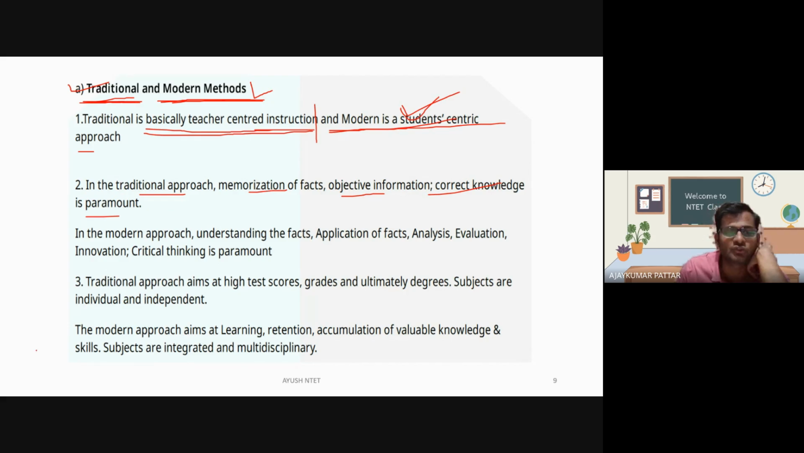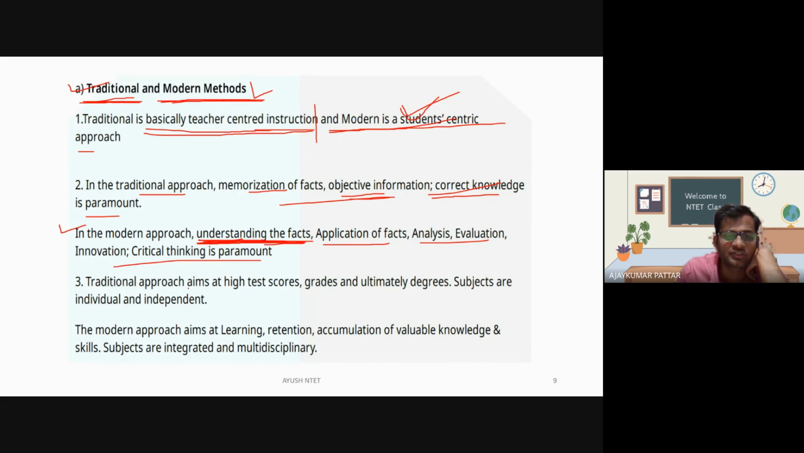But in modern approach, modern method में क्या हुआ है, understanding the fact, we are going to the understanding level. In traditional level, we just memorize and know that this thing is this. But in modern approach, we are really understanding why these things are like this, because nowadays a lot of facilities and other things are available to understand the knowledge at the understanding level. That's why modern approach emphasizes understanding the facts, application of facts, analysis, evaluation, innovation, critical thinking, which are paramount in the modern approach.